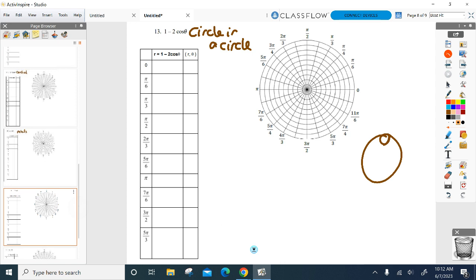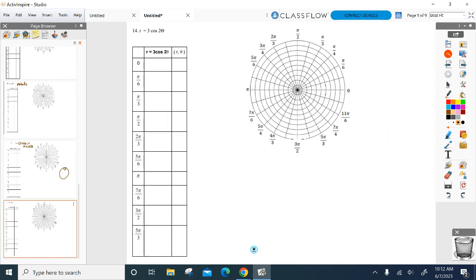And finally, how about this last one? You're going to graph 14. What should that be a graph of? Dig deep. Petals. Yep. Number in front of theta, and it's no addition or subtraction. Petals. If I take the two away, it's a circle.